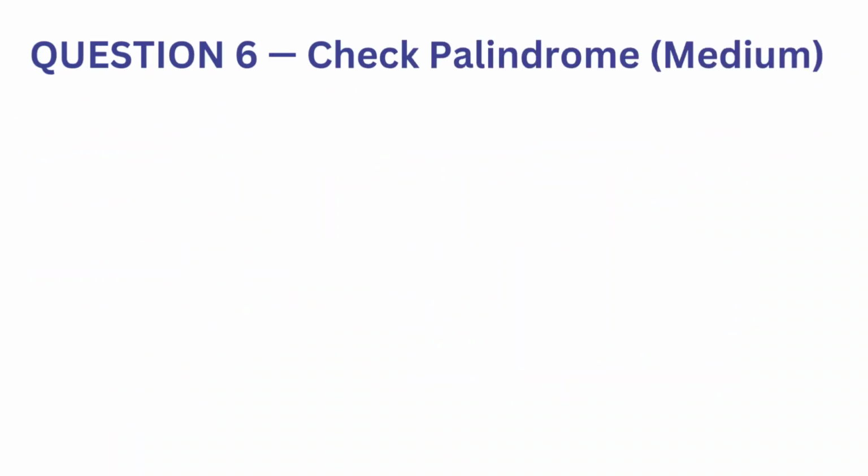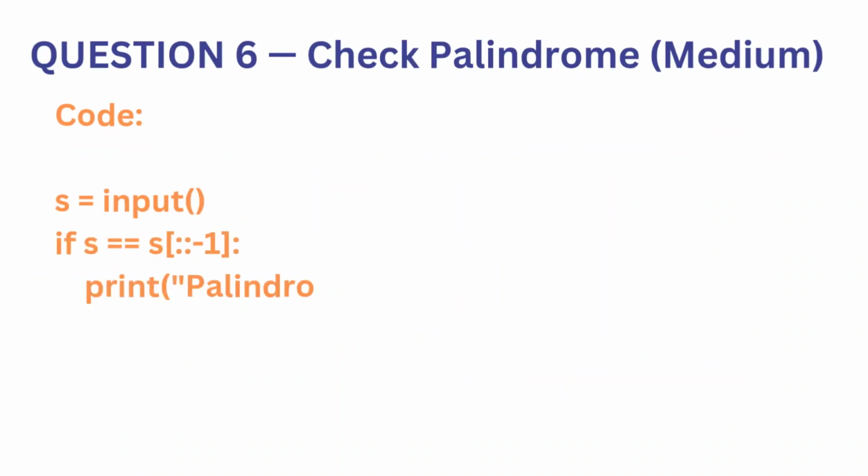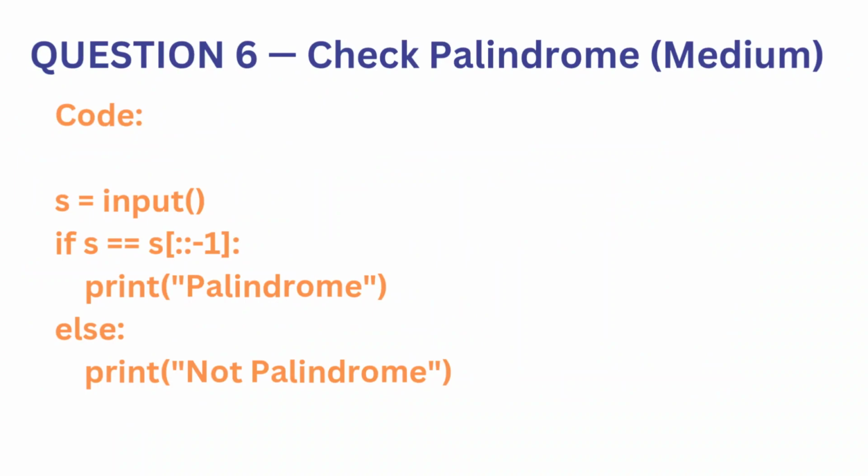And the next question is check palindrome. A palindrome reads the same forward and backward. We simply compare the string with its reverse. So s = input(). This will take a string as input, and we compare s with its reverse. If the reverse of the string is the same as the initial string, then this will print palindrome, otherwise it will print not palindrome.